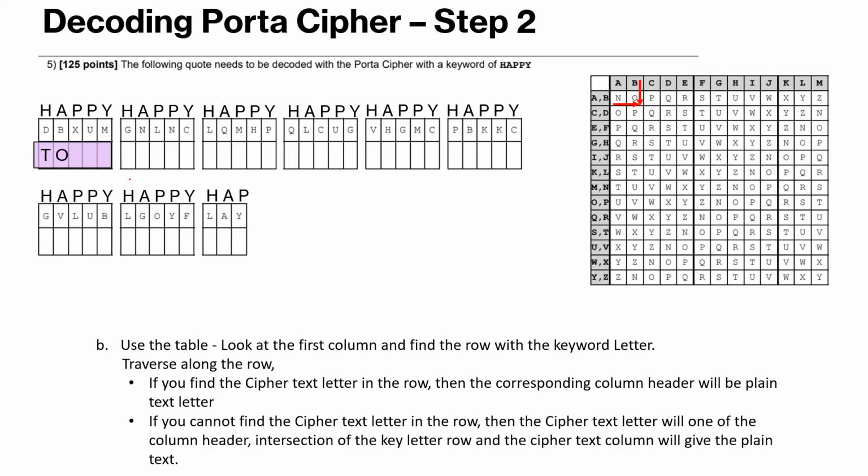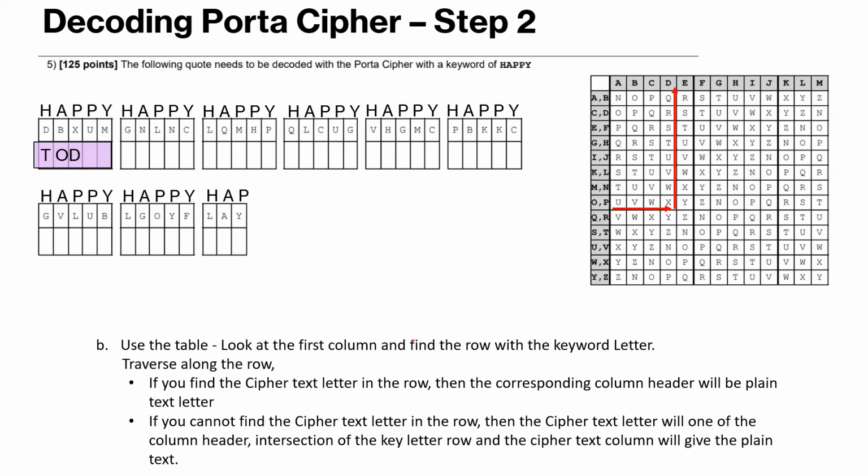Next, we look at row P, and here we do find X. In this case, the corresponding column header where we found X is the plain text. So D is the plain text for X. So two variations, right? If you can't find the ciphertext in the row, then you look at the column header, and the intersection of the key letter row and the ciphertext column will give the plain text. If you find the ciphertext while traversing the row, then the corresponding column header will be the plain text.